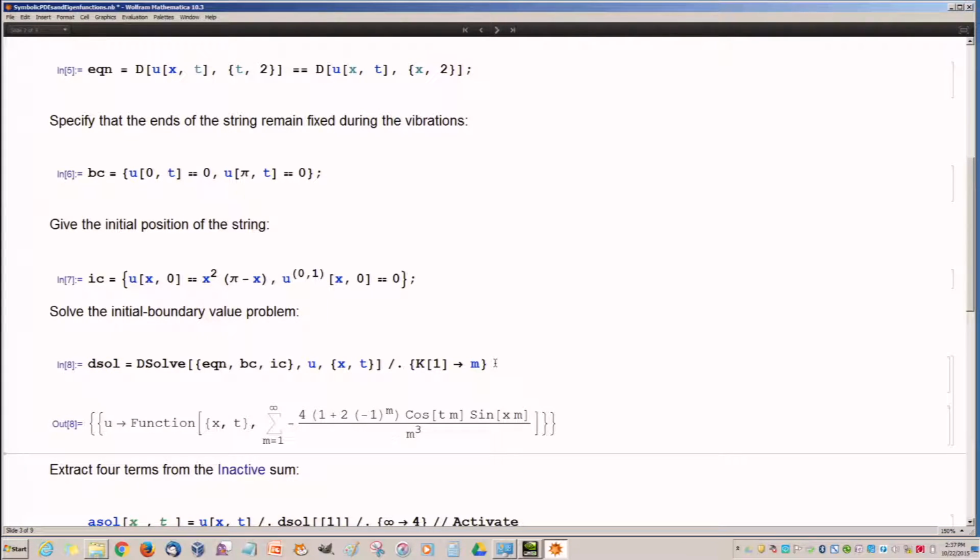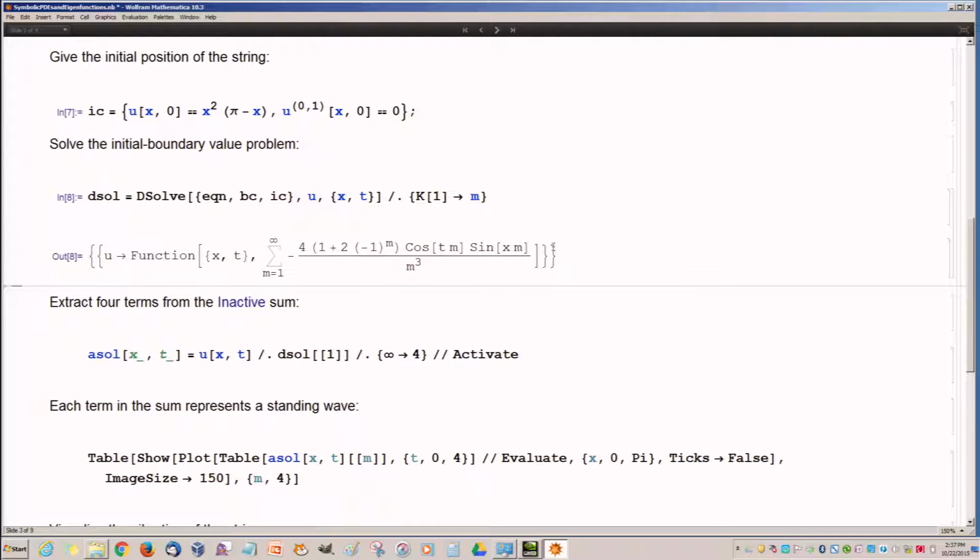So that's the solution, and in version 10 we had Inactive, so that sum over there is inactive. Do ask questions if you have to, but that sum is an inactive sum. It doesn't do anything until I activate it. And that looked to me like the right thing to do because in textbooks, people don't actually try and evaluate that kind of sum. Okay, so now I must pull out some stuff from the inactive sum.